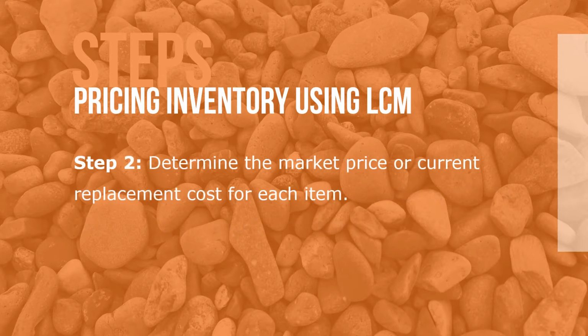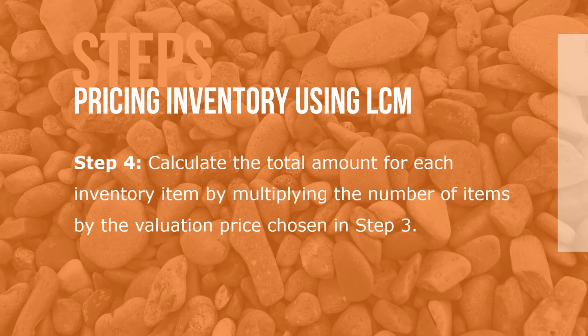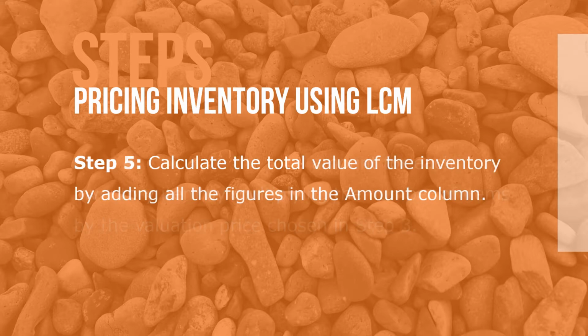Determine the market price or current replacement cost for each item. Step 3. For each item, select the basis for valuation, cost or market, by choosing the lower figure. Step 4. Calculate the total amount of each inventory item by multiplying the number of items by the valuation price chosen in Step 3. Step 5. Calculate the total value of inventory by adding all figures in the amount column.